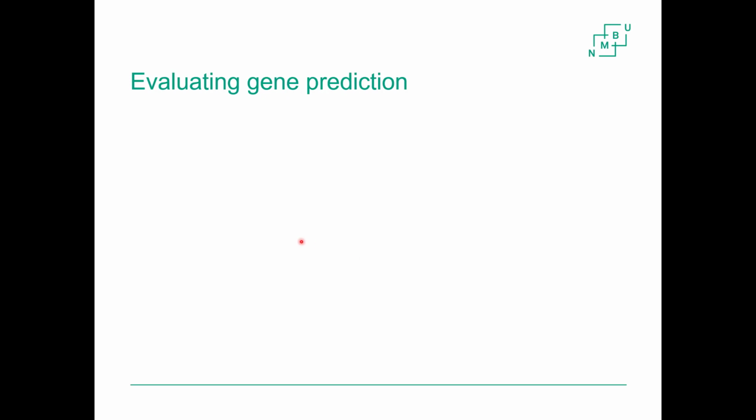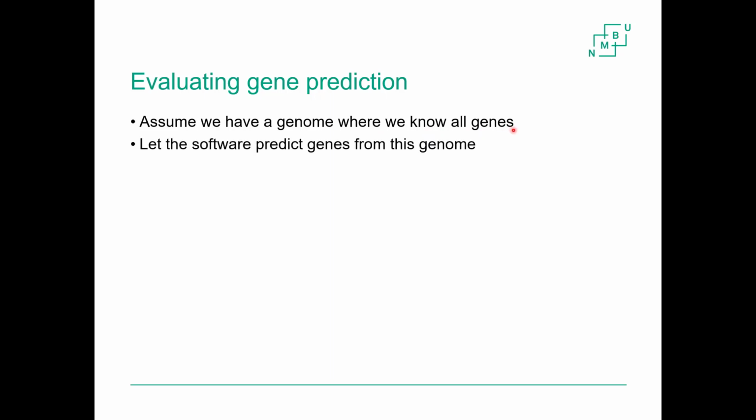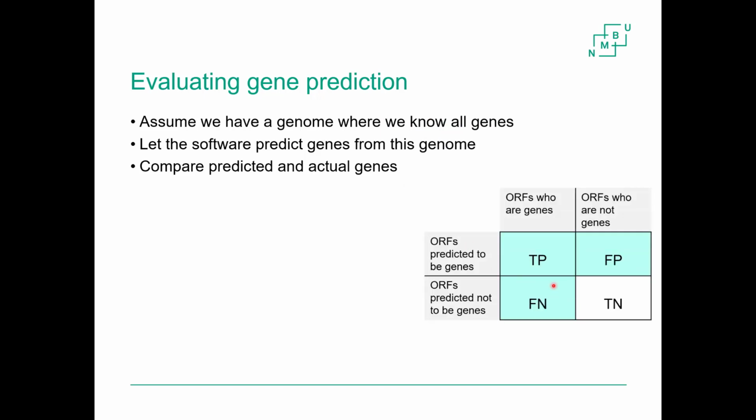Let's end this by saying a few words about evaluating gene prediction. So assume that we have a genome where we actually know all the genes. And we don't need to do any prediction, we have them already. But then we pretend that we don't have them, right? And we use the software to predict the genes using the genome and we hide away this information about knowing all the genes. And then once we have the predictions, we compare them to the actual genes. So then we bring this information forward again. And this way we can actually evaluate.